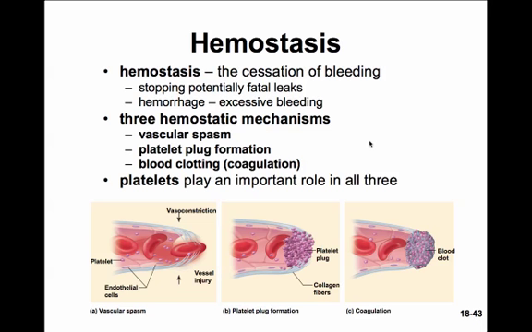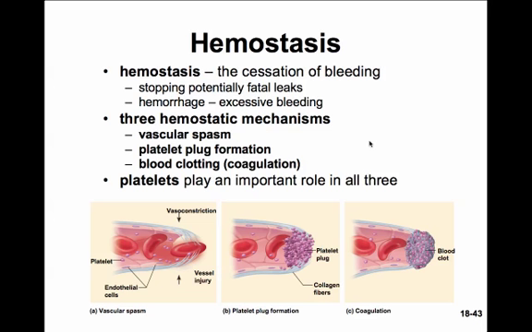So our final section of this chapter will be on hemostasis and platelets, which is the control of bleeding. Along with the evolution of a circulatory system, we had to stop potentially fatal leaks. Hemorrhage is the condition of excessive bleeding.